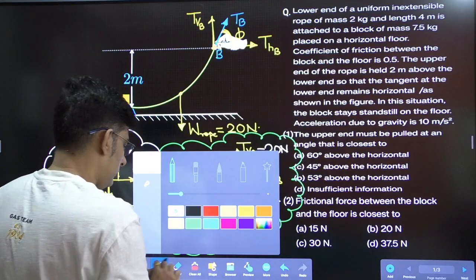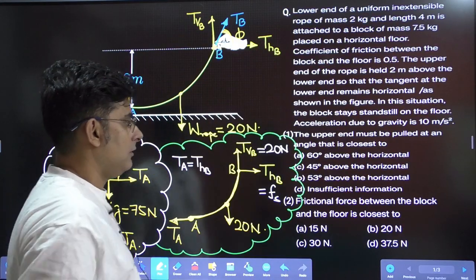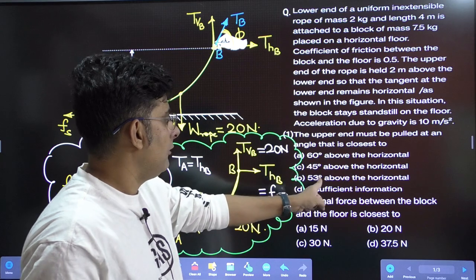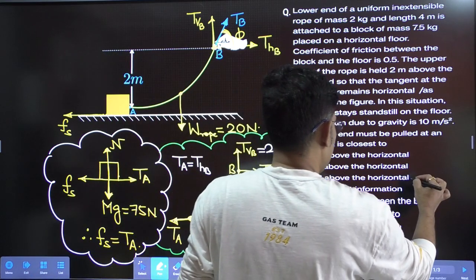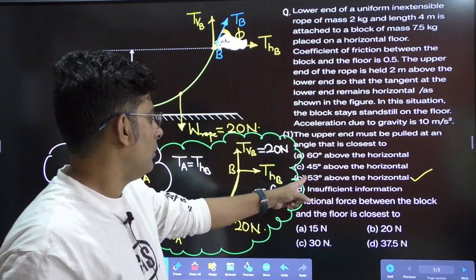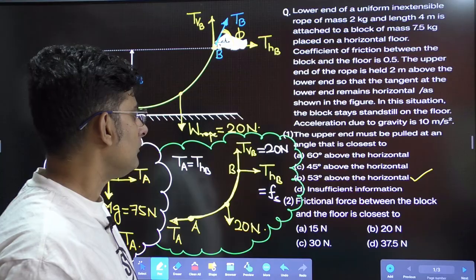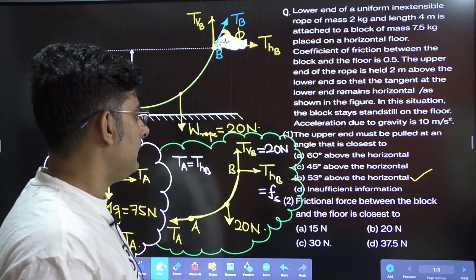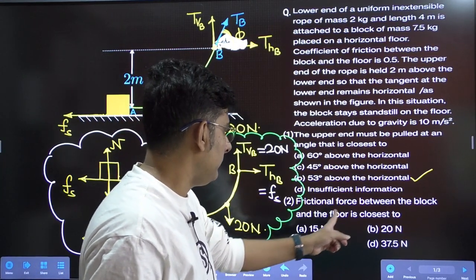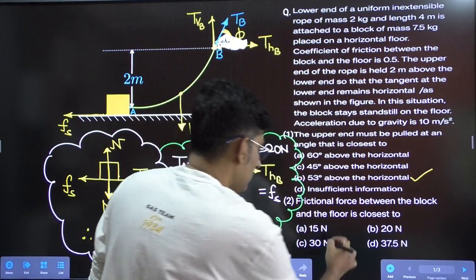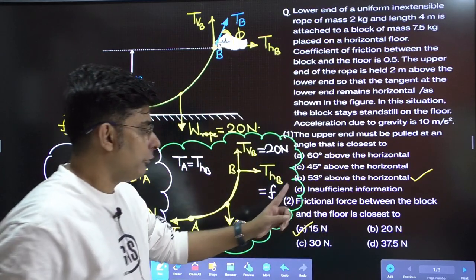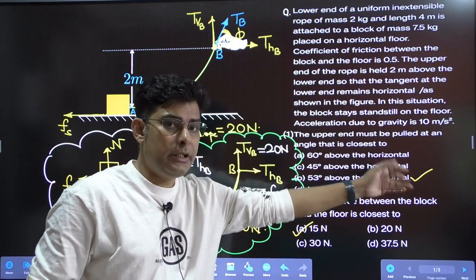So can we see any option over here? Yes, 53 degree above the horizontal. This is correct. So this one. And next, frictional force between the block and the floor is closest to, it is 15 Newton. So 15 Newton friction and 53 degree angle.